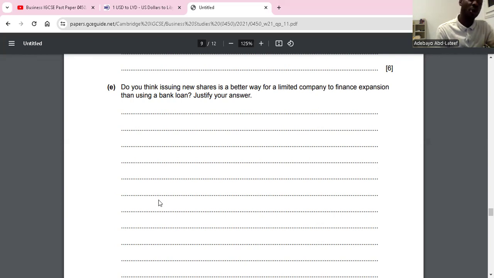Note: issuing new shares gives access to large amount of capital, while bank loans increase the debts of the business. Clear now? Yes. So that ends paper 1 of 2021, October, November.